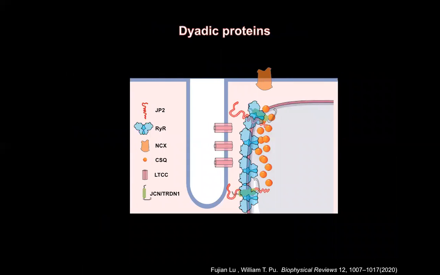Dyadic proteins are extremely important for maintaining the architecture and function of cardiac dyads. Many mutations in them directly lead to cardiomyopathies, like many mutations in RYR can cause CPVT.